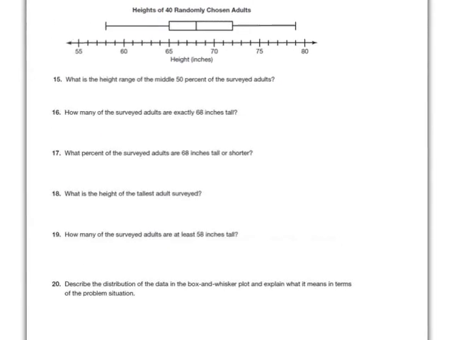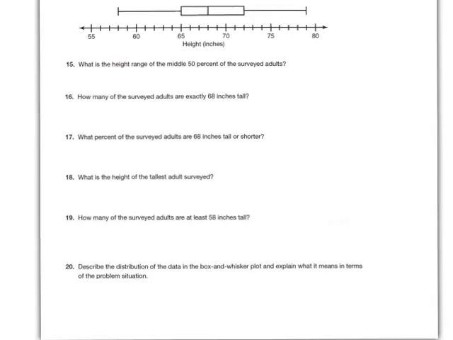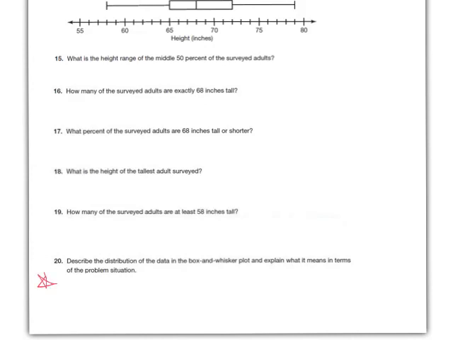And 20, describe the distribution of the data in the box and whisker plot. Explain what it means in terms of the problem situation. All right, I'll leave you to this one right here. This is kind of analytical, okay? This is actually important. It's actually the most important part of this, okay? Describe the distribution of the data, okay? So your analysis will be derived from this data right here.